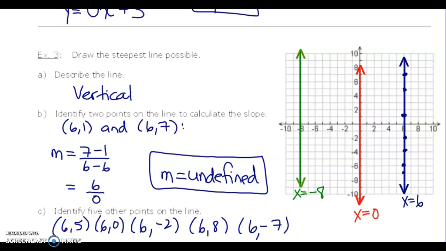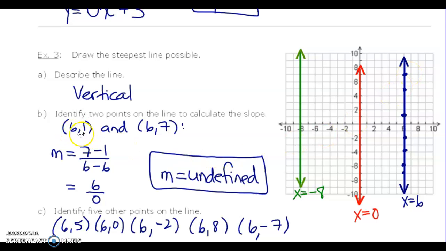Okay, we're going to repeat this, but now we're going to draw the steepest line possible. So I'll work in blue. Here's the steepest line I can imagine drawing, right? Steepest line ends up being a vertical line. If I want to pick 2 points on this line, it is made up of many points. Look at all the points I've marked. I'm going to pick 2 of them. My first one has coordinates (6, 1), and my second point will have coordinates (6, 7).